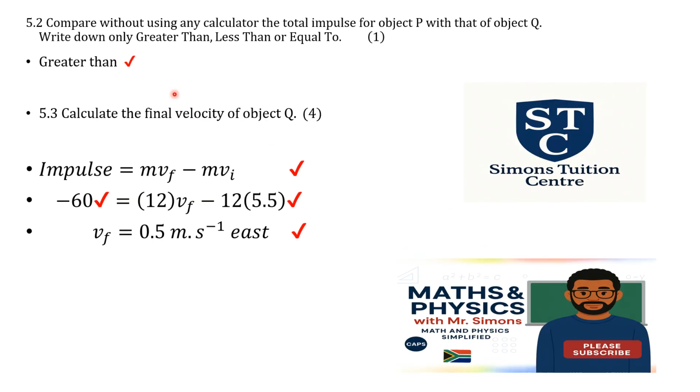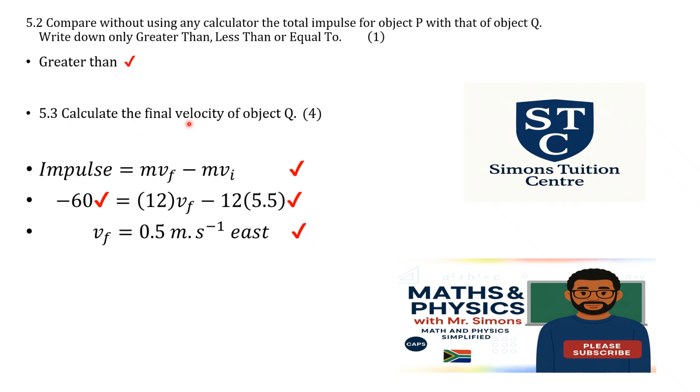Right, 5.2: compare, without using any calculator, the total impulse for P with object Q. Write down only greater than. So there it's greater than, simply because object P is only positive. It goes up and then across. Object Q goes from the top down into the negative, so it has a positive and a negative side. So therefore they subtract and become less.